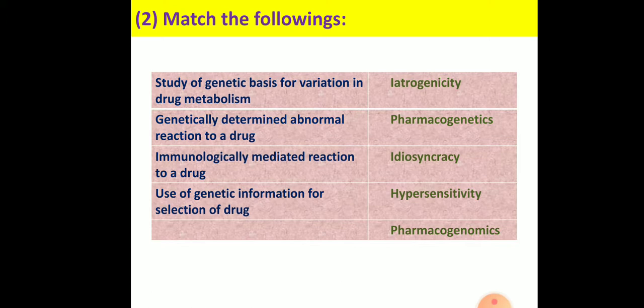Now the second is a genetically determined abnormal reaction to a drug. The reaction to the drug is totally different from that of other individuals, and here the reason is that the genetic makeup of the individual is different. That is known as idiosyncrasy. Then an immunologically mediated reaction to a drug means hypersensitivity. And last, as I told you, usage of the genetic information for the selection of the drug is known as pharmacogenomics. So the answers are as follows. I am not repeating this again.